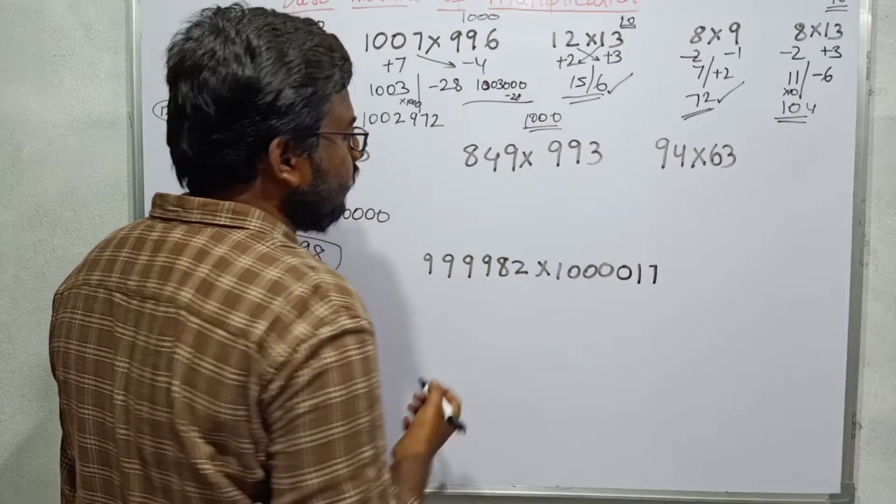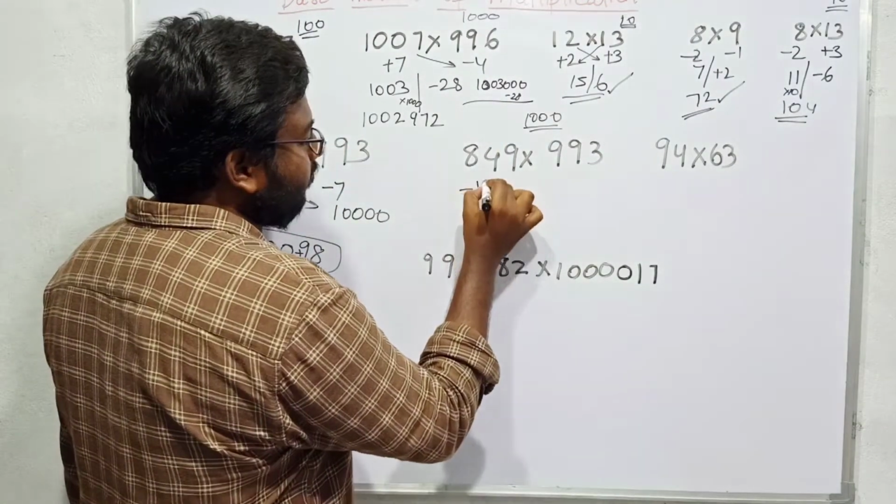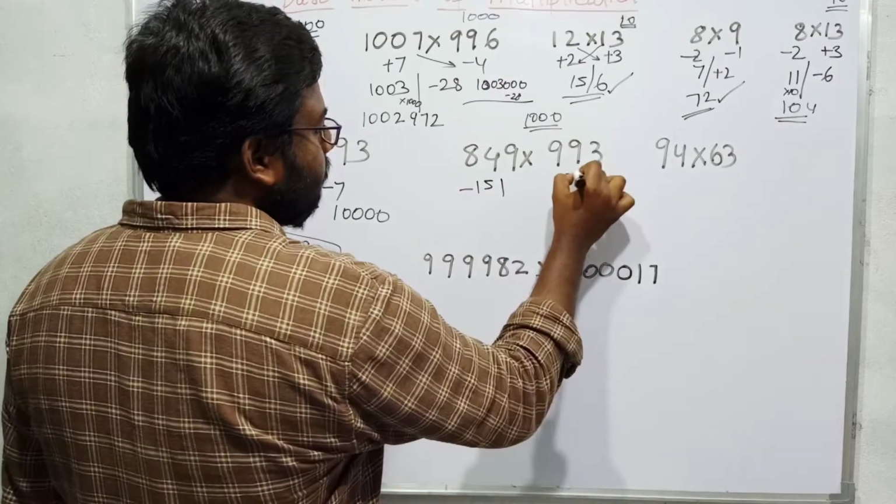If you want to calculate this question, how far is this from 1000? Both numbers are somewhat near to 1000, so I can apply the base method. So minus 151, this is minus 7.